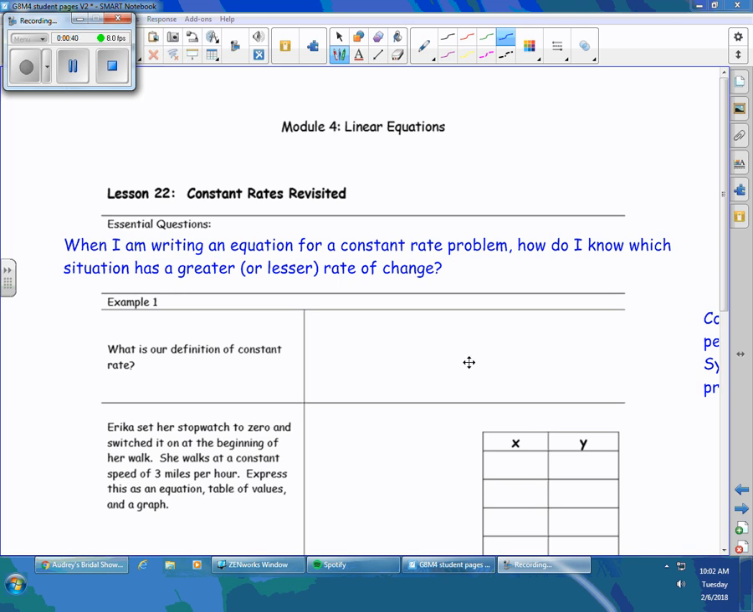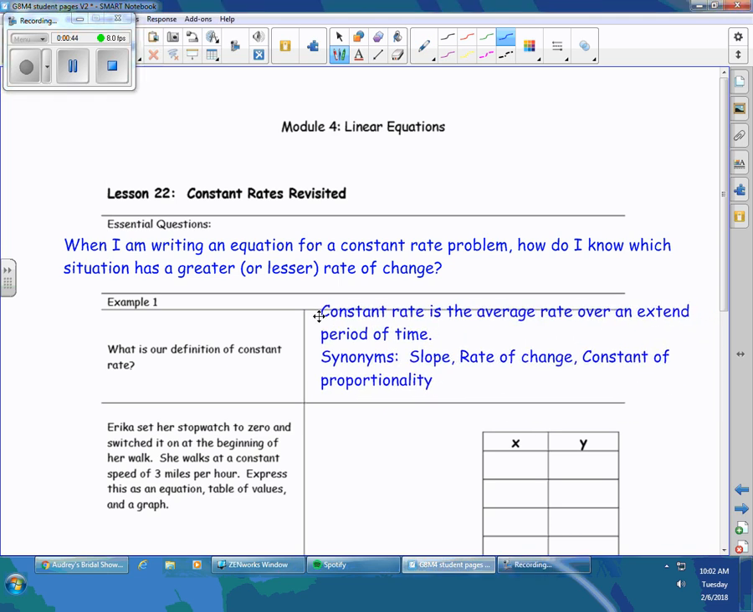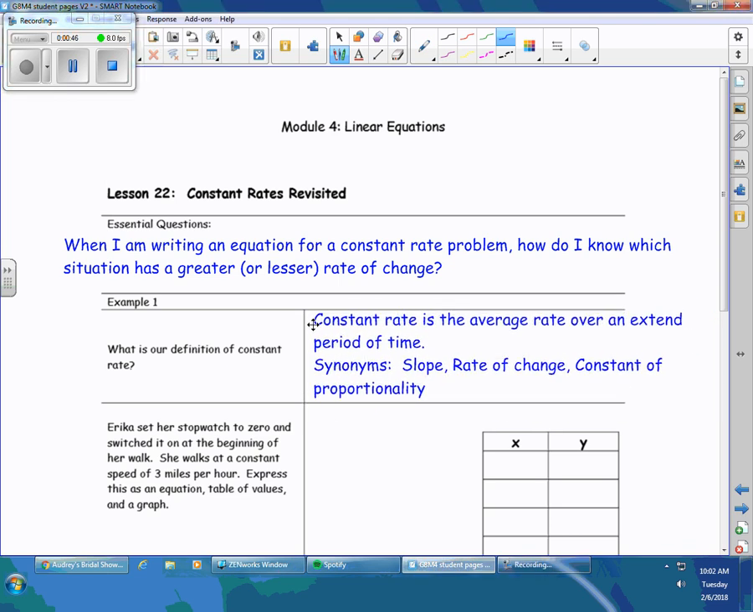So let's talk about constant rate. What is our definition for constant rate? Constant rate is the average rate that somebody does something over an extended period of time. So if we're talking about driving a car and we say we're going 45 miles per hour and it's at a constant rate, we're assuming that 45 miles per hour is not going to change regardless of the time period that we're driving.